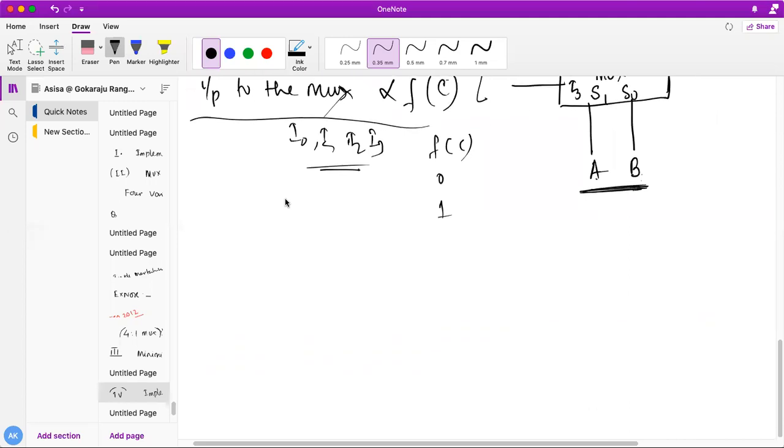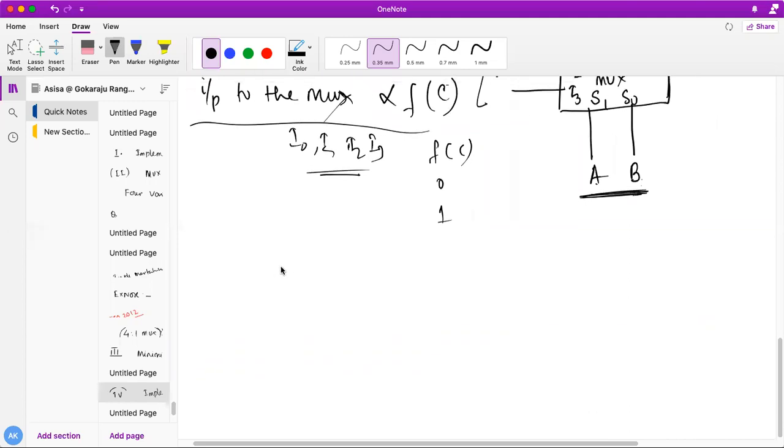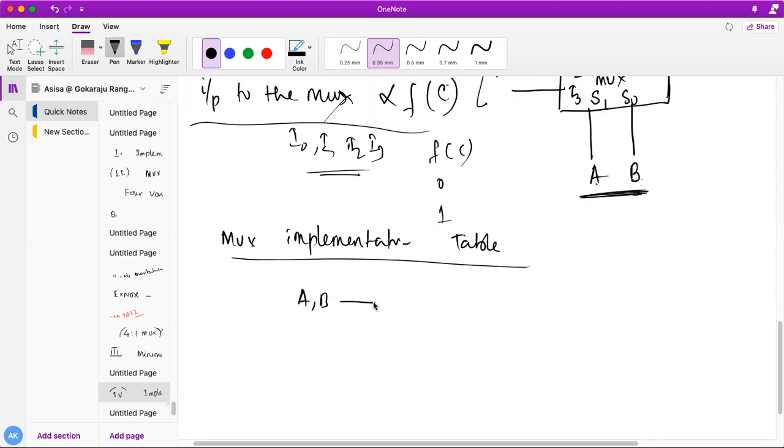Okay, now see here how I can find out the MUX implementation table. So I came to know that I will be using one table to do this. What is that MUX implementation table? See here, whichever is connected to the select line, keep that horizontally. Whichever is the remaining variable, put that vertically. Okay, just do like this.